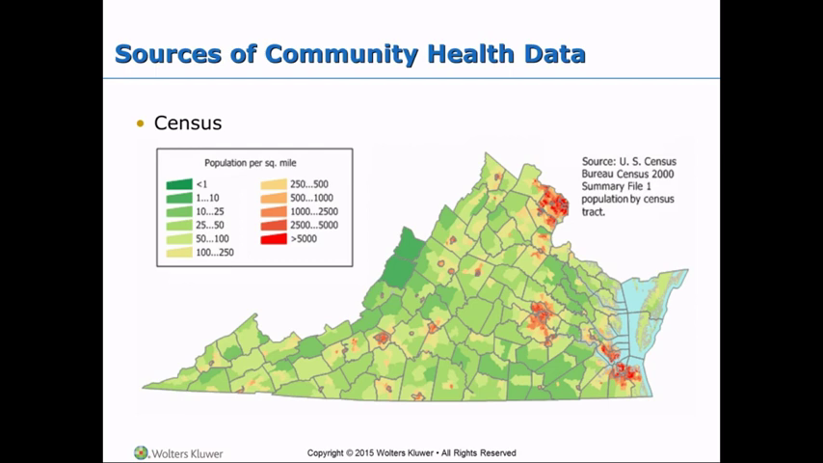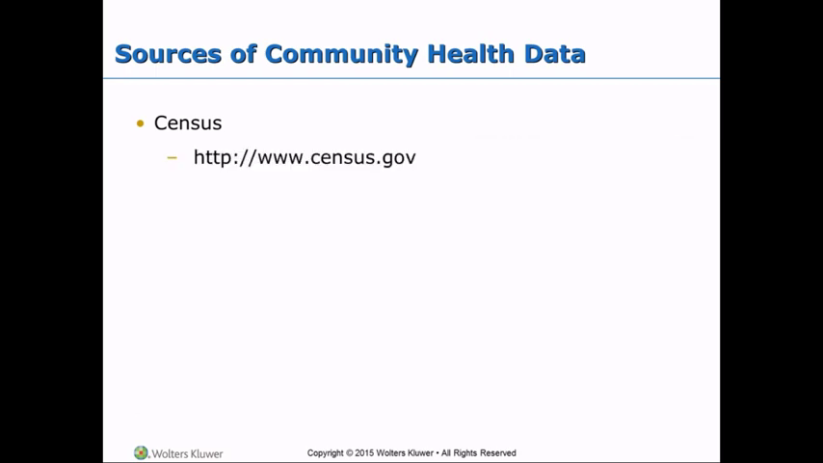Here is a population density map for Virginia that was developed from data collected from the last 2012 census. How could this information be used to improve or address the health of the population of Virginia? Census data are available online at this web address.